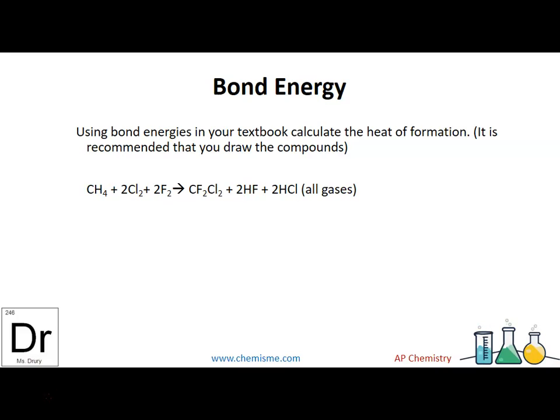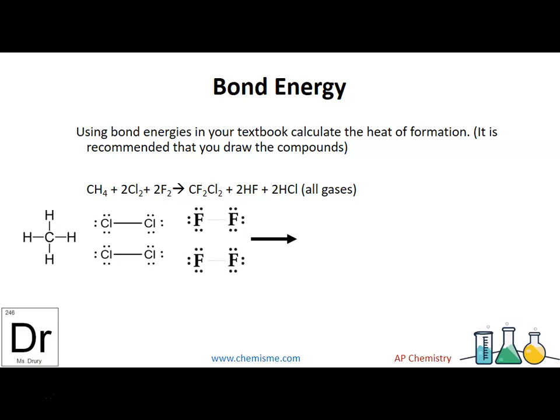So now using something like this, you would calculate how much energy was given off by this reaction by first drawing out all your compounds. So CH4 is a tetrahedral molecule. There are 2 chlorines. I would draw it twice just to make sure. You don't have to, but I would, or at least put a coefficient of 2 there. Similarly with fluorines, I'd probably draw it twice. A big arrow. And then CF2Cl2 means the carbon's in the center, 2 fluorines on one side and 2 chlorines on the other. Oh, one of those should be a fluorine, sorry. And then 2 HFs and 2 HCls.